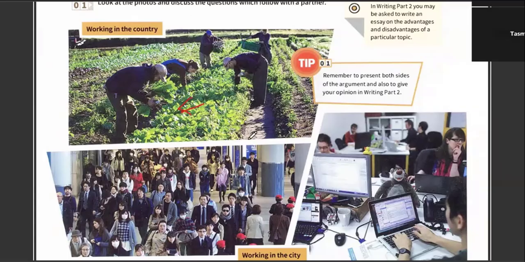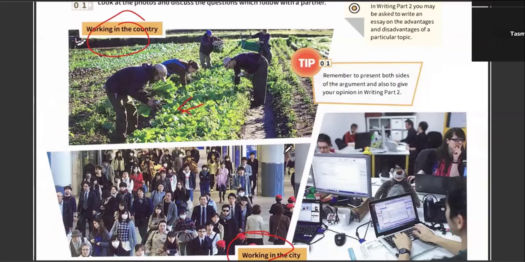And then we can see people working in cities. So this was working in the country, and this was working in the city. In the city, they are very busy going to work, coming to the office and working on laptops and everything. So it's quite busy here.